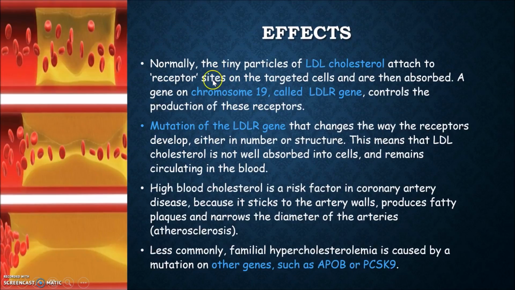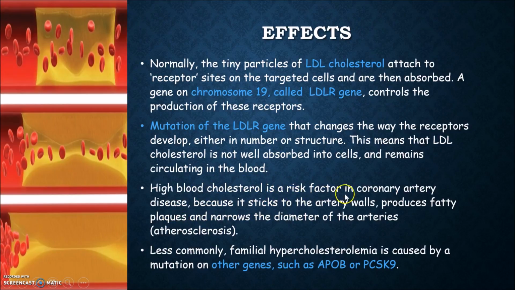The effect is that, as cholesterol is delivered via the bloodstream, the tiny particles of LDL cholesterol attach to receptor sites on the targeted cells and are then absorbed. A gene on chromosome 19 called the LDL receptor gene controls the production of these receptors. As there are a few mutations on the LDL receptor gene, it changes the way the receptors develop, either in number or structure. It means that the LDL cholesterol is not well absorbed into the cells and remains circulating in the blood. High blood cholesterol is a risk factor in coronary artery disease.